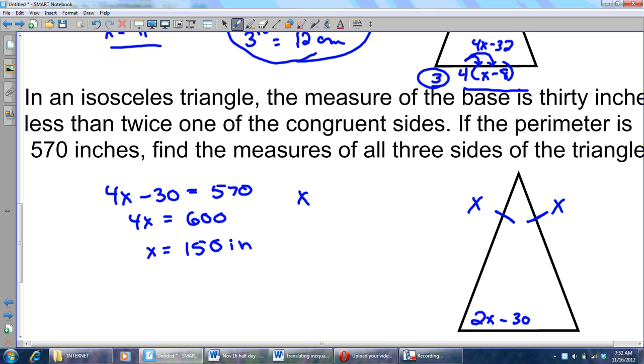So the sides are x equals 150 inches. The other x, of course, is the same. The only reason I'm not writing it twice is because it is an isosceles triangle. And the side that's 2x minus 30 is going to be 300 minus 30, which would be 270 inches. If I add those together, sure enough, I will get 570 inches.